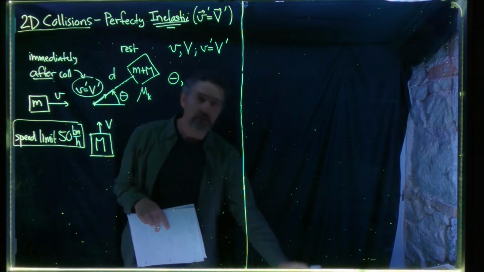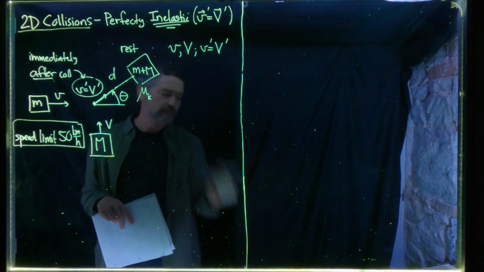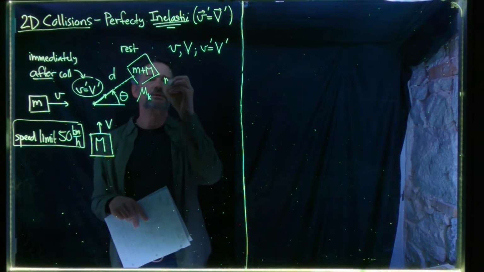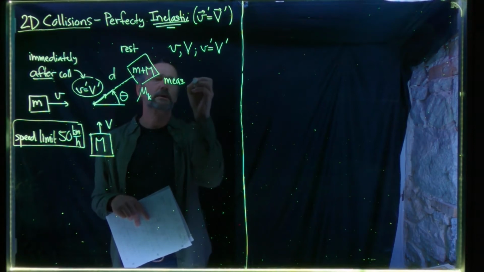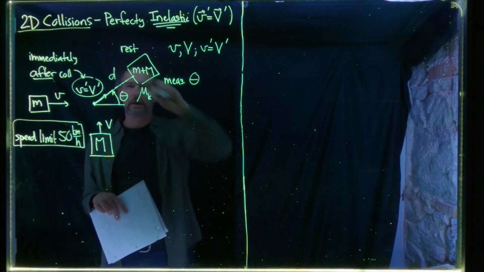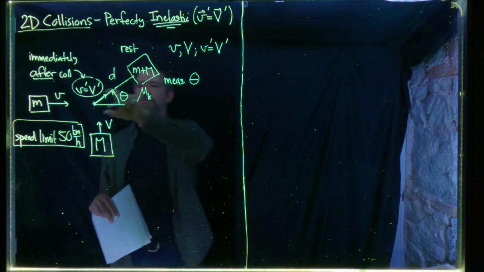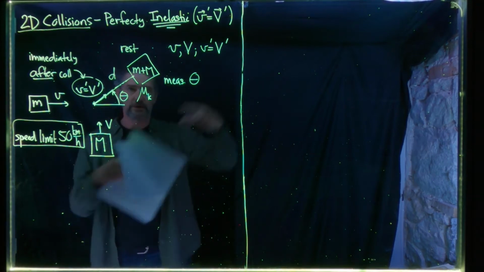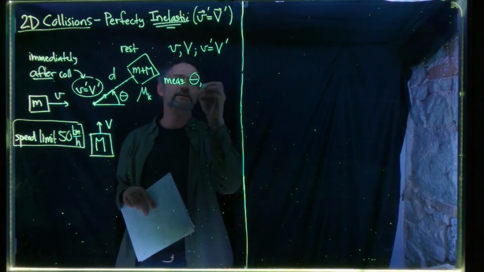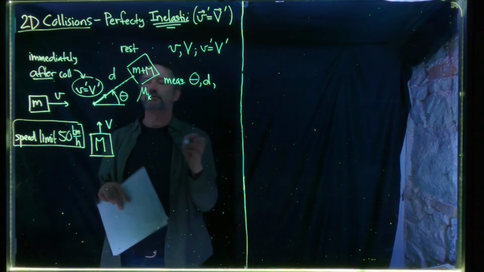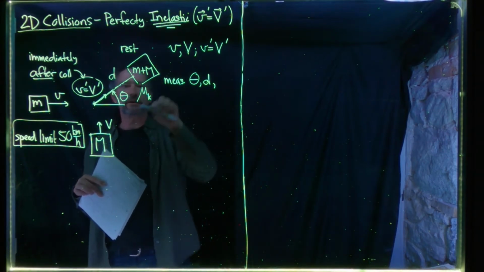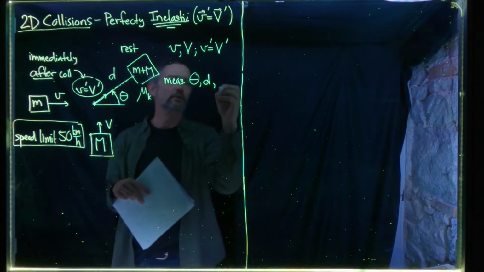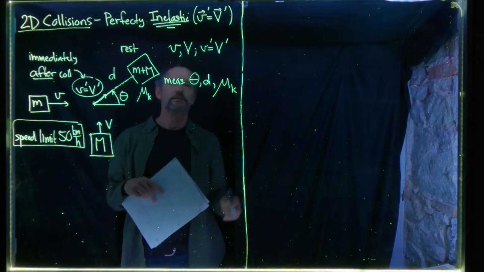Let's indicate that we're going to measure these things. The police officer measures the angle theta. The police officer measures the distance that those two clumped together cars slid before coming to rest. And the police officer measures the coefficient of kinetic friction between the tires and the road. So those are things that the police officer can measure.